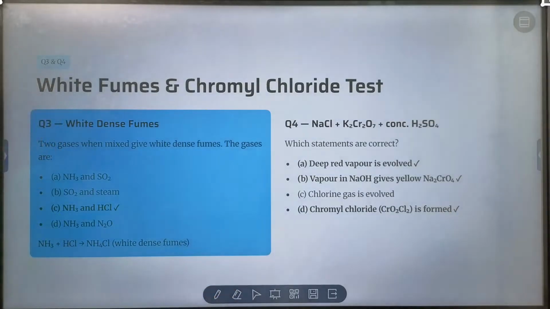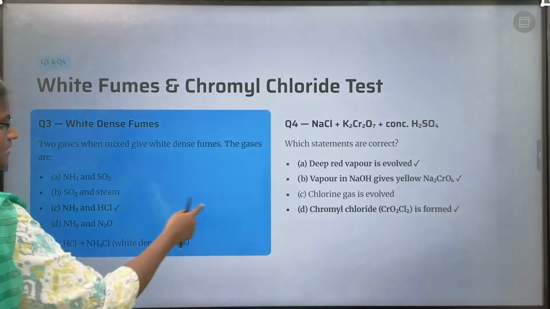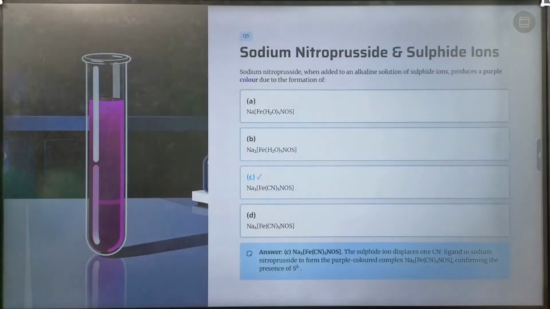So we'll move on to the next question. Sodium nitroprusside, when added to an alkaline solution of sulfide ion, produces a purple color. So it is due to the formation of... Actually, this is a qualitative analysis of the inorganic ion. For sulfide ion, it is given as a confirmatory test.